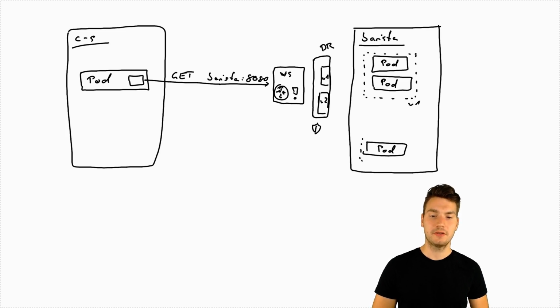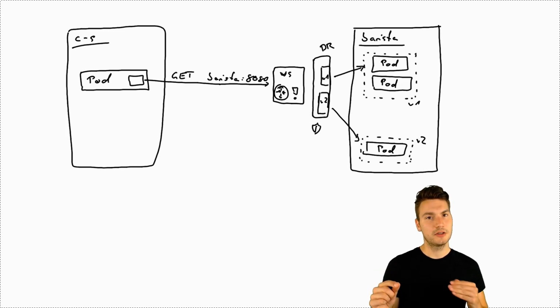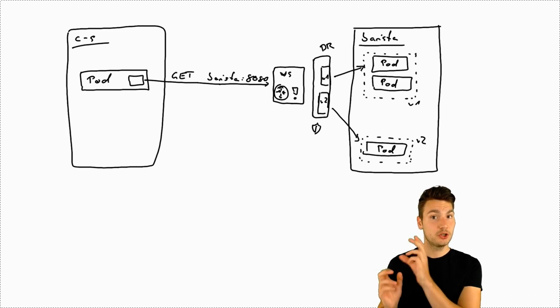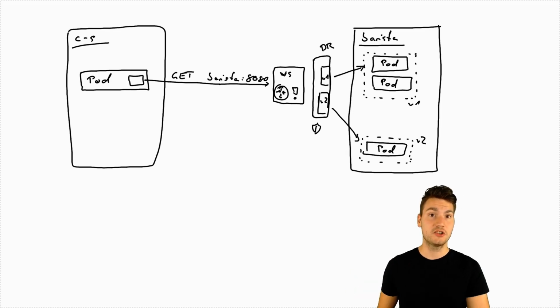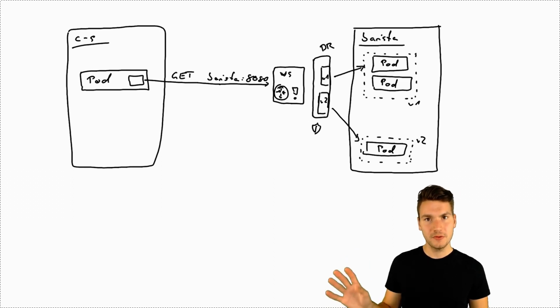So we have a subset V1 and a subset V2 with the 2 and 1 pods here, and then we route our traffic accordingly. And this is how we could now specify that, first of all, we have 2 subsets that is specified in the destination rule, among other things, with policies. And our virtual service is then being used to route our traffic, depending on, for example, some HTTP criteria, such as header parameters.